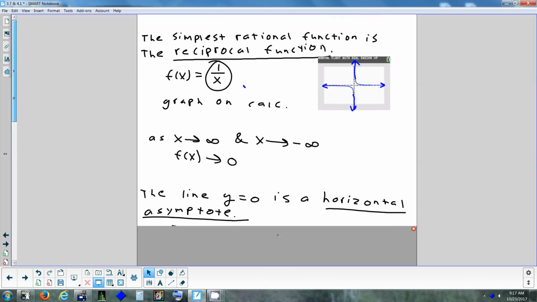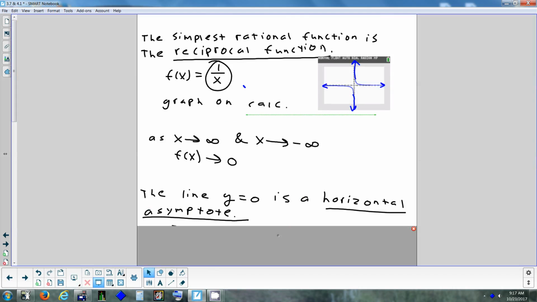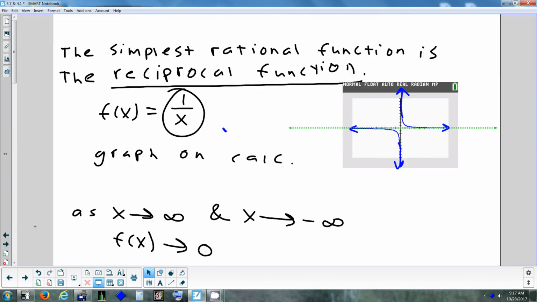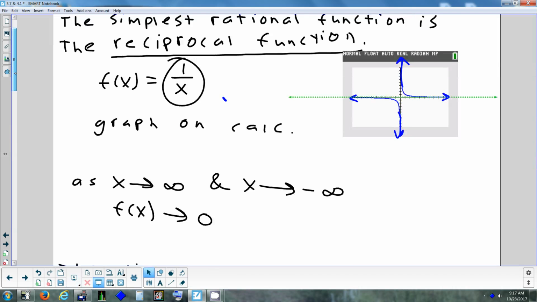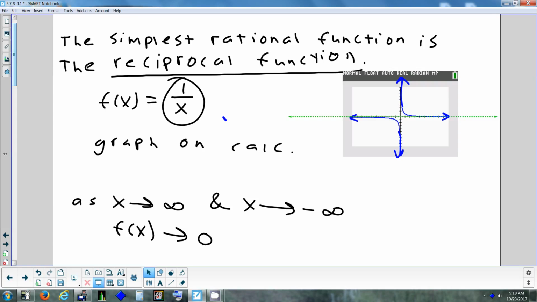Okay, and generally the way we show that is with a dotted line. Let me make that a little thinner. So what you would do, if you were graphing it by hand and you wanted to show the horizontal asymptote, is put it in just like that. That's what the horizontal asymptote looks like. Now you might notice another asymptote in that picture too. We're not there yet. We'll talk about that one. But for now, we're just looking at the horizontal.